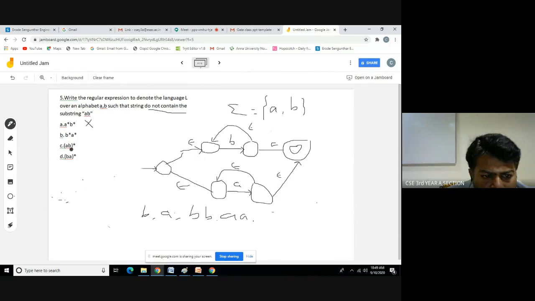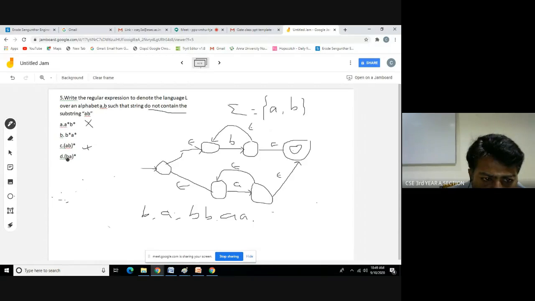AB star. Here AB should come over here. AB comes, in the sense that definitely the substring AB will occur. So this is also not the right answer. What about BA whole to the power star? So what is this?